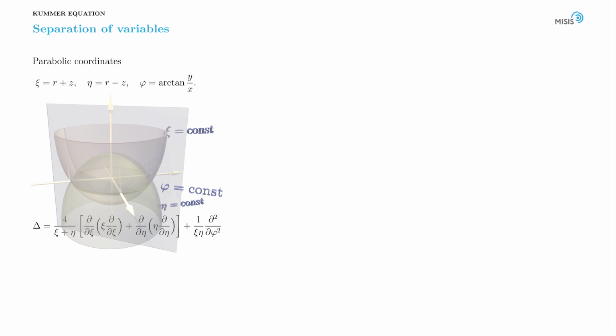Instead, I'll show you how to separate the variables in the case of Coulomb potential with the help of parabolic coordinates. The answer is of course known. For bounded states with negative energy, we should reproduce the hydrogen atom energy levels. So here is our potential.